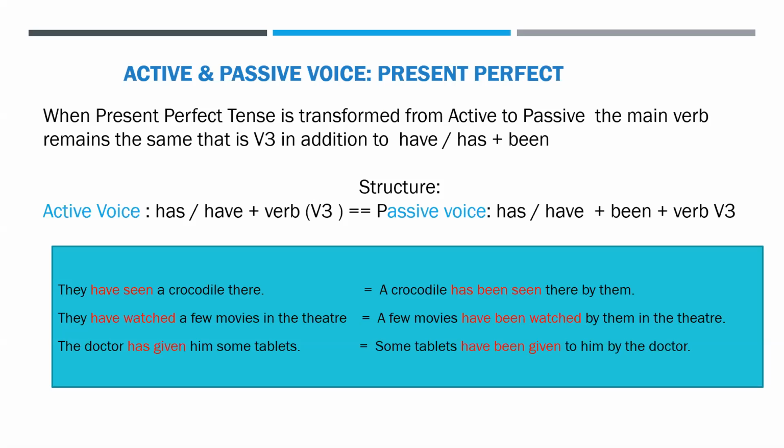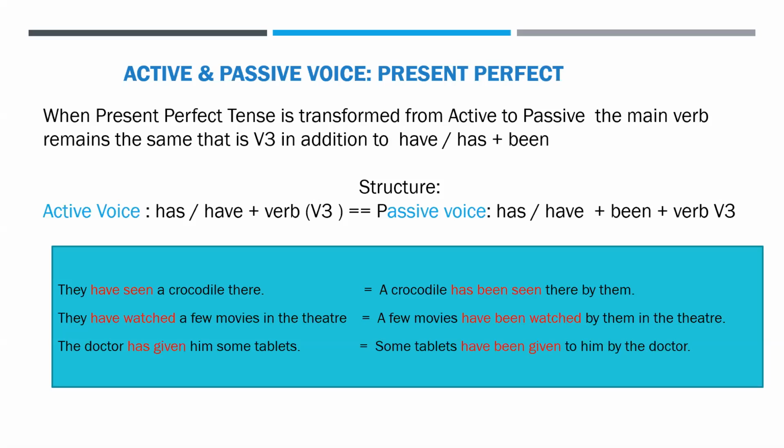The doctor has given him some tablets. Which is your subject here? The doctor. And the verb is has given. And your object is him. You have two objects here: him and some tablets. Okay. So what did the doctor give? The doctor gave some tablets.